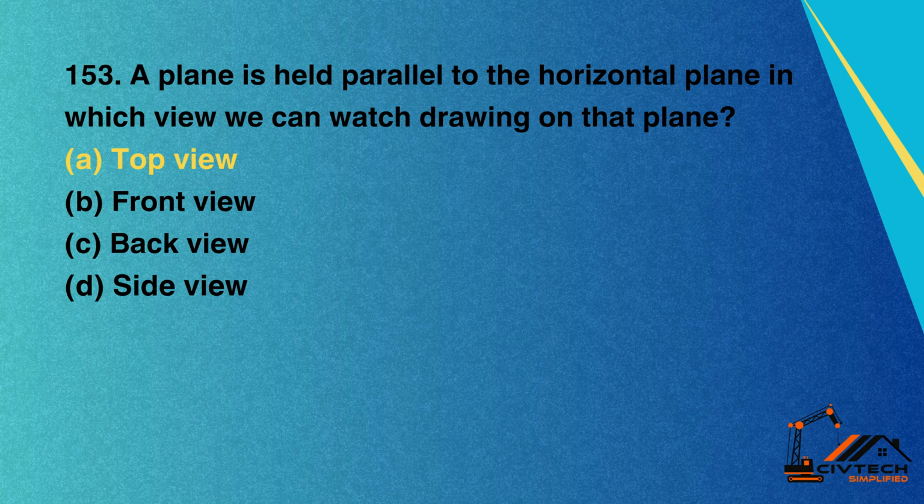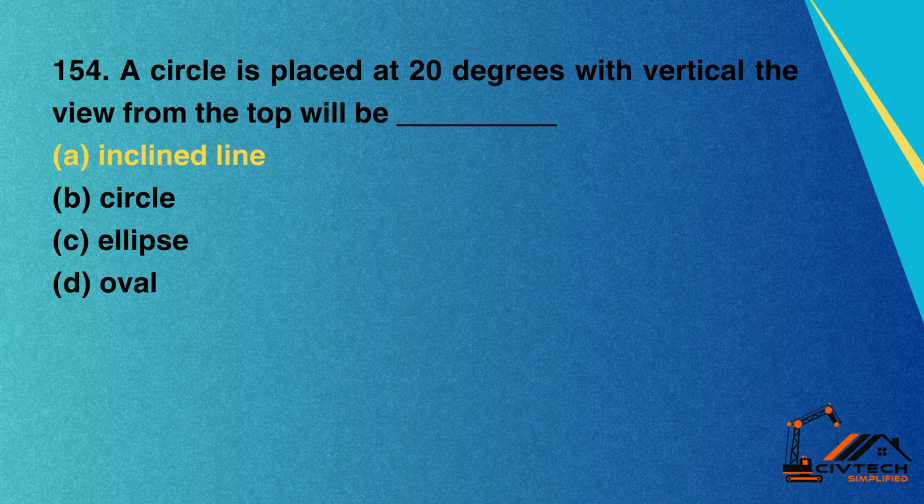153. A plane is held parallel to the horizontal plane. In which view can we watch the drawing on that plane? A. Top view, B. Front view, C. Back view, D. Side view. Correct option, A. Top view.